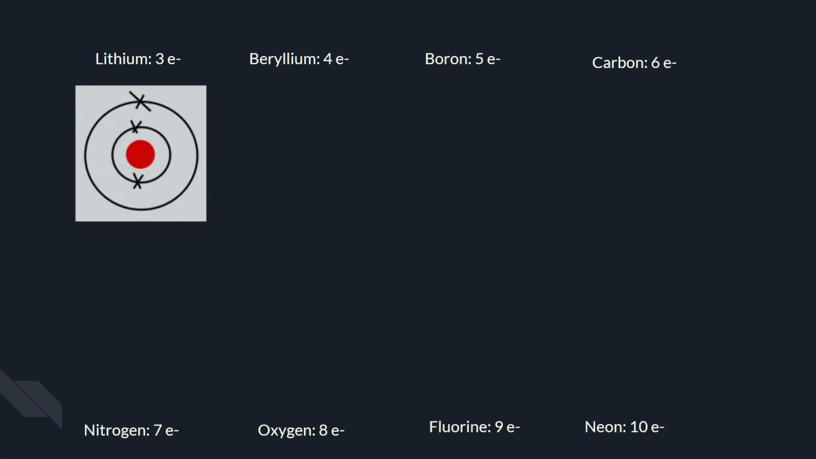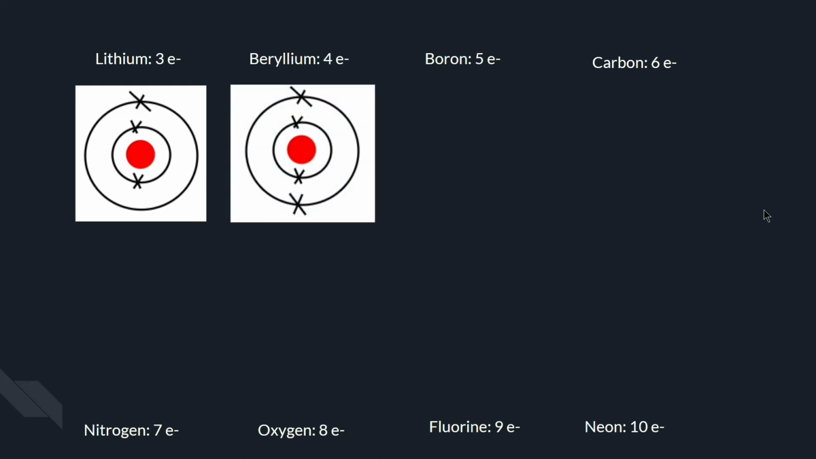So we've got lithium, with 3 electrons. If you remember from the previous video, we are only allowed to have 2 electrons in the first shell. So we got 2 electrons here, and 1 additional electron in the outer shell because it has 3 electrons. Well, beryllium, we have 4 electrons, so we got 2 in the outer shell.